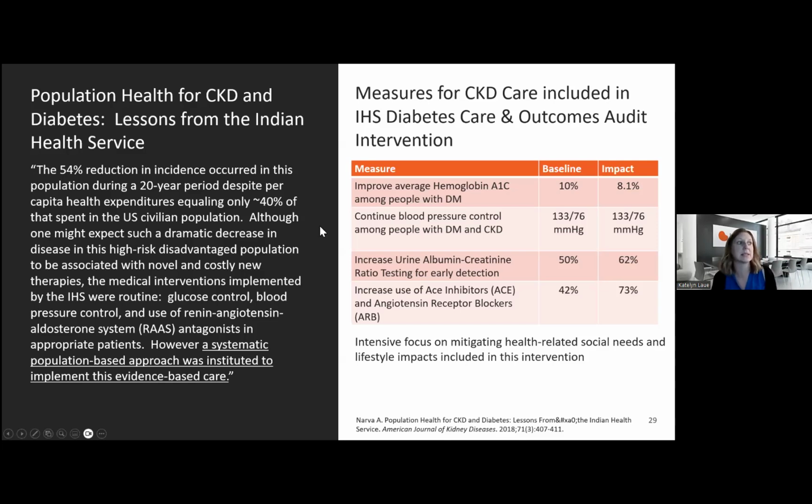Although one might expect that such a dramatic increase or decrease in disease in this high-risk disadvantaged population be associated with novel and costly new therapies, medical interventions implemented by IHS were routine. A systematic population-based approach was instituted. Implementing this evidence-based care was really what did this. So it's not about the complex, fancy new therapies. It's about taking a really focused and concerted effort to improve testing and improve basic management of kidney disease that can really have powerful outcomes.